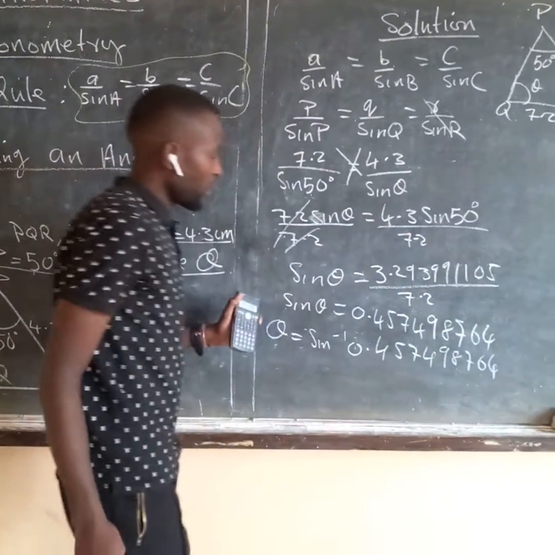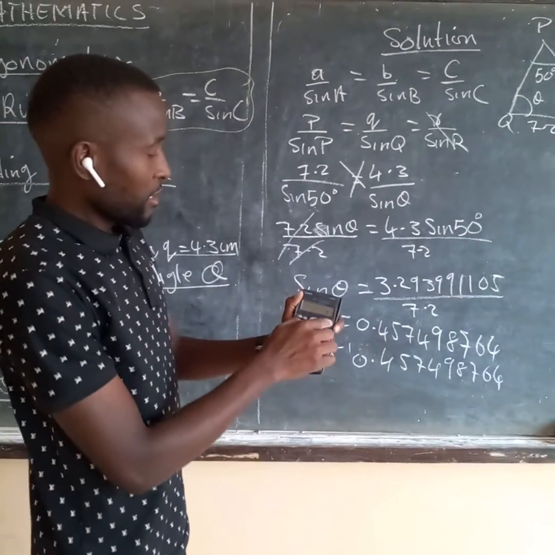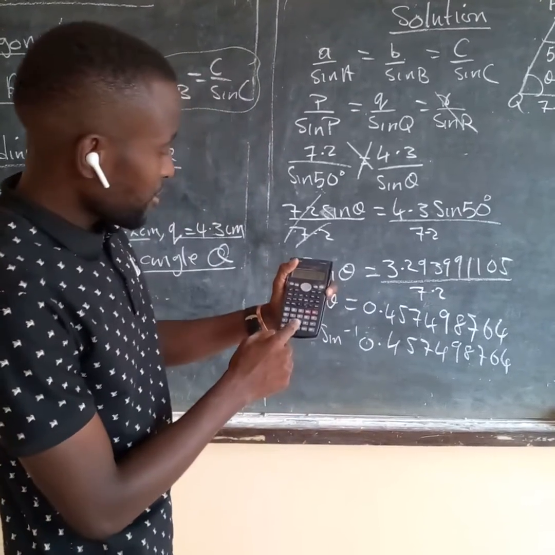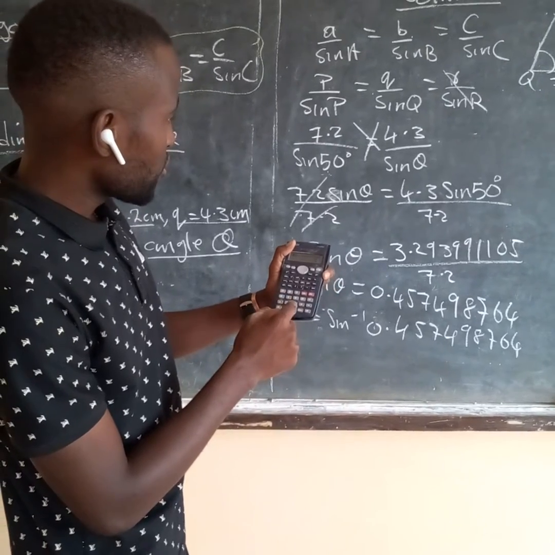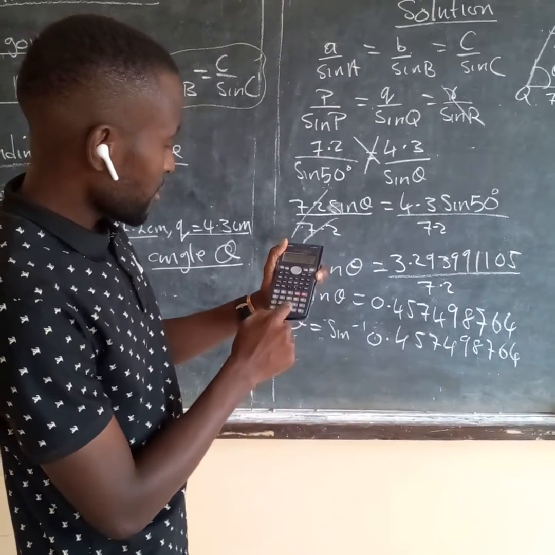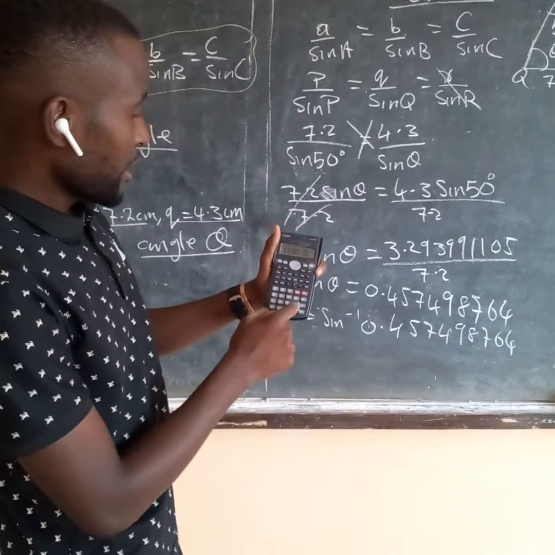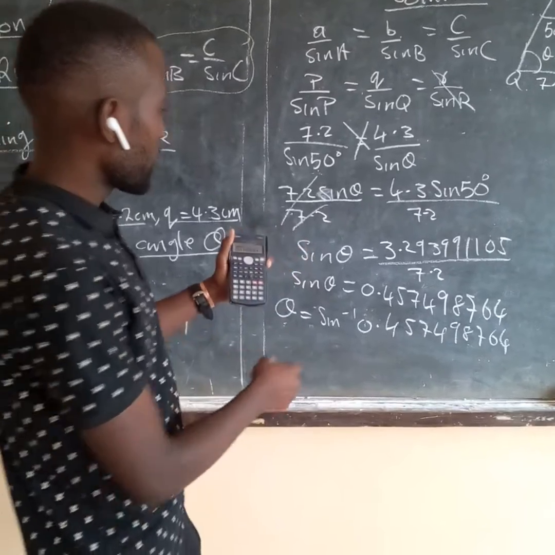Okay, so the inverse of sine is 0.45749874. So how do I find the sine inverse of this one? I'm going to divide this again to get an accurate answer. I'm going to say, okay, divide 3.29, okay, sine, okay, so we are going to say divide by 7.2, which is 0.4, which is this one.